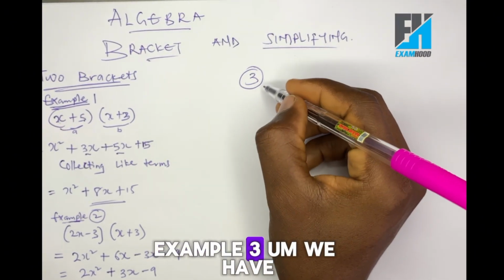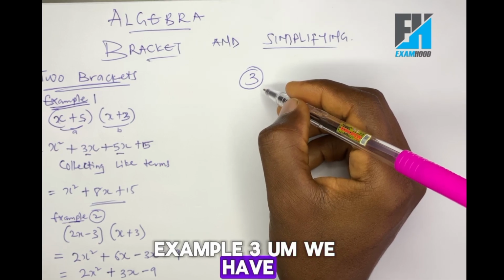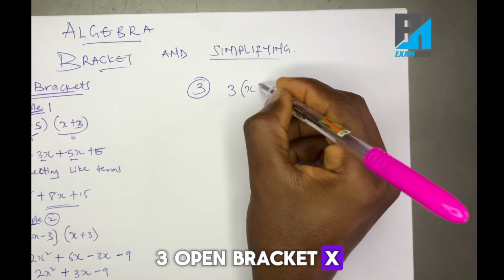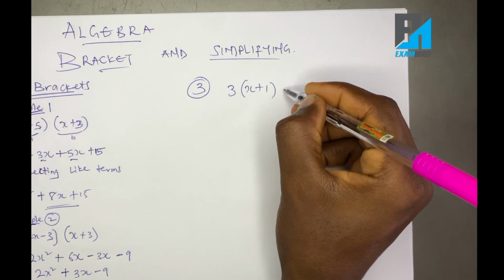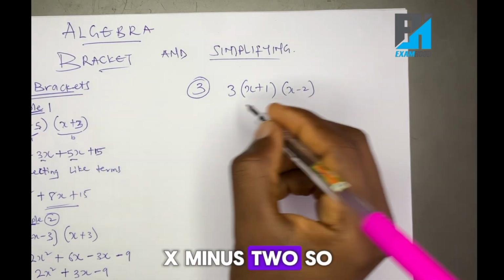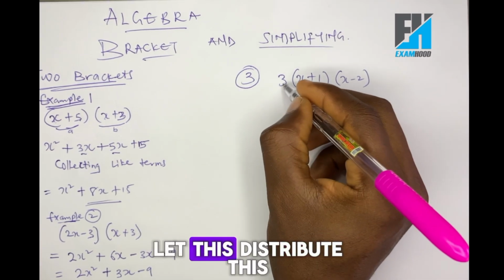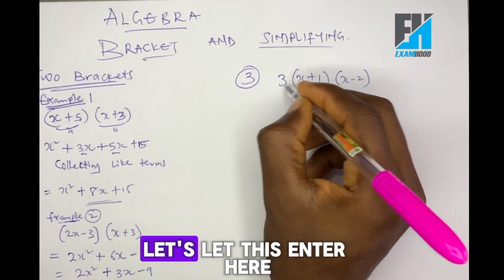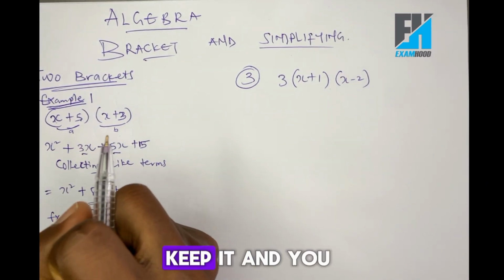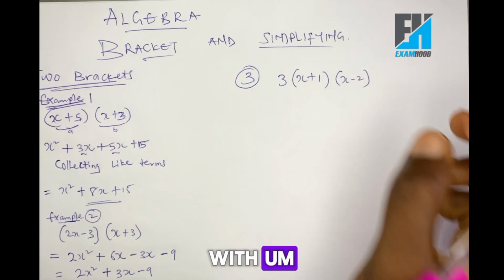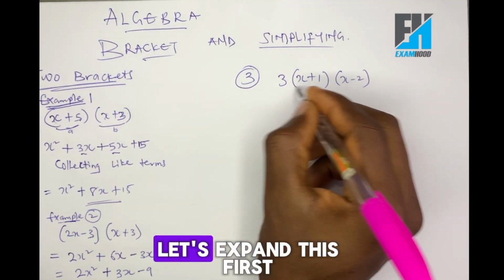Example 3. We have 3 open bracket x plus 1, x minus 2. So let us expand this. First off, let this distribute this. Let this enter here. Then once we have the answer, keep it. And you can now multiply it with this second bracket. So let's expand this first.